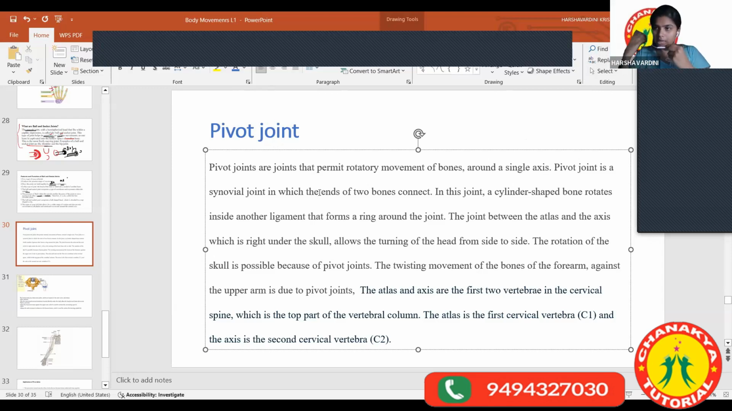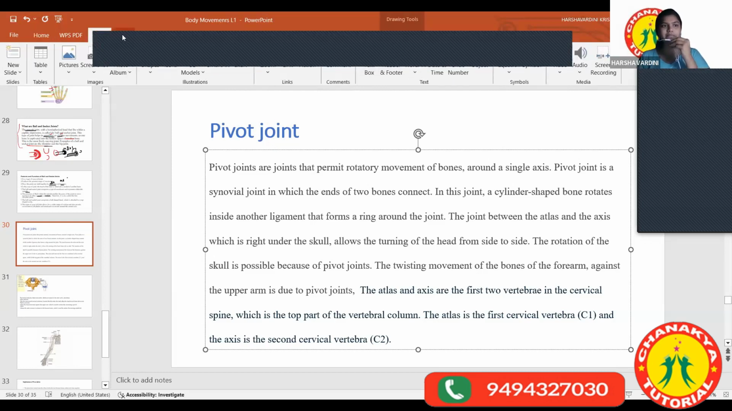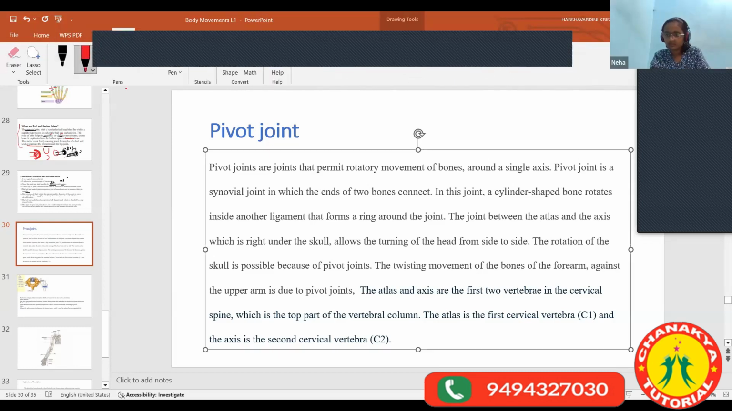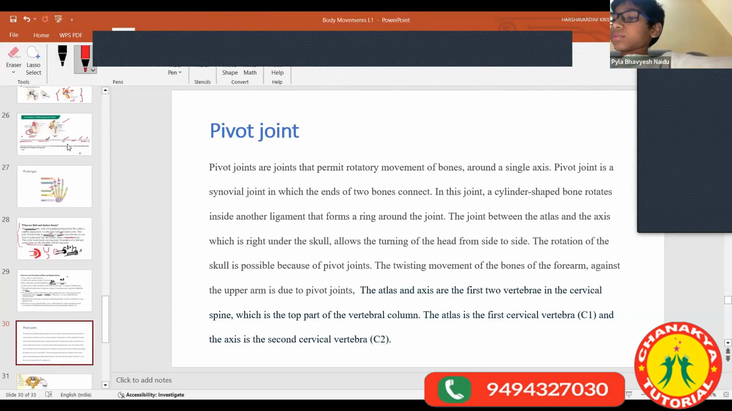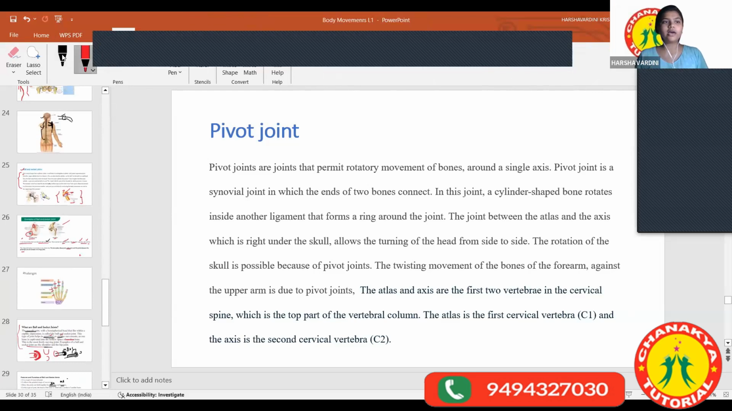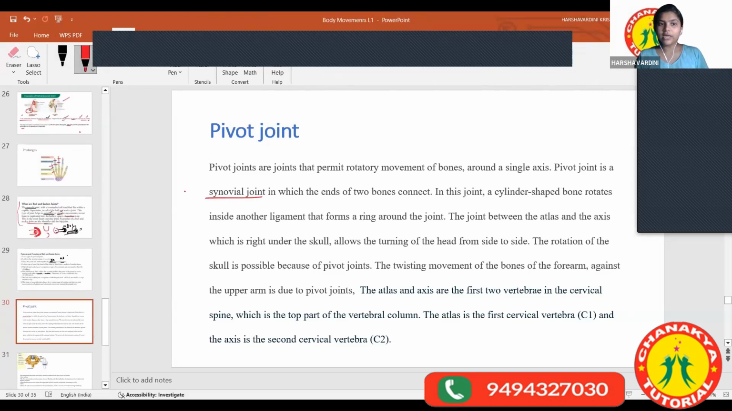Pivot joint is again a synovial joint. You have a synovial joint here, where the ends of two bones connect. Obviously, synovial membrane and cavities will be there, synovial fluid, everything. That's why I'm telling you, whenever I say synovial joint, by default it will have a synovial cavity and by default it will have synovial fluid.